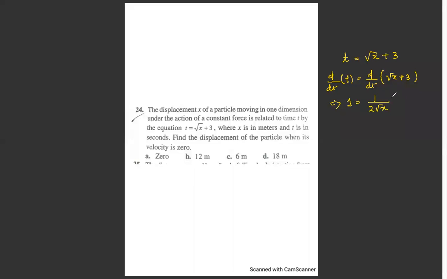Whenever you differentiate it, you will be getting the same answer. You can tally it with me. dt by dx. I just removed that 3 part of it, because this is going to be d by dt of root x plus d by dt of 3, and d by dt of 3 is going to be 0. So here we are going to get dx by dt is equal to 2 root x. When the velocity is 0, so we can directly write 2 root x itself is equal to 0. So x is equal to 0.